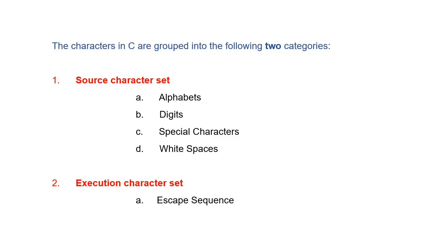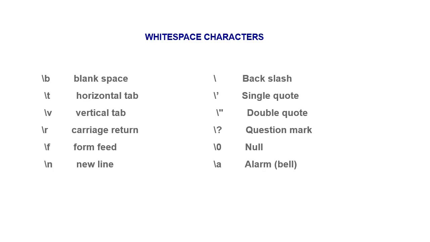What are white spaces? White spaces do not appear on the screen, but they have some digital values. These are called white spaces. For example, backspace, or space between two words. Then execution character sets, for example escape, delete. What are white spaces? White spaces do not appear on screen, but they are used for some special purpose.